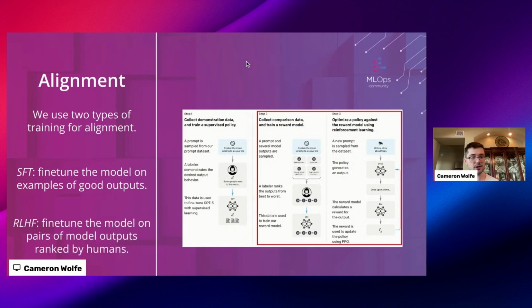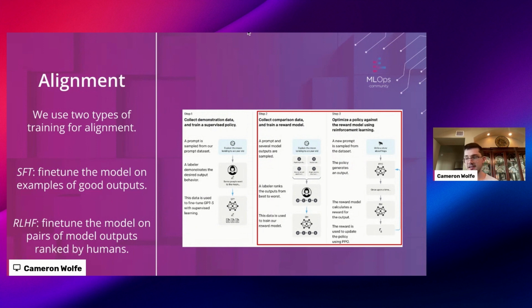The other one is RLHF, which allows the model to produce output and then has human users rank which one of these two outputs out of a pair is better. Then we fine tune the model to mimic the output that we think is better. And we might ask, why do we need two different alignment techniques?